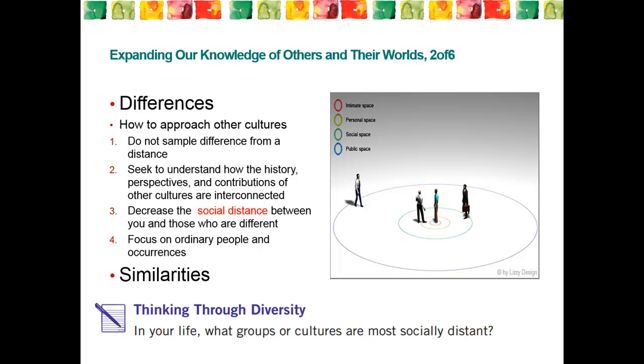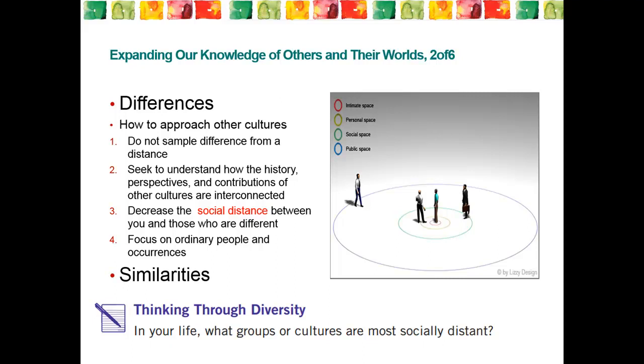The author also recommends that we seek to understand how the history, perspectives, and contributions of other cultures are interconnected. And so he asks that we understand how, for example, women have been a part of American history and not a separate feature. So this idea of having Women's History Month is maybe a good start, but we need to show how these key figures have been truly integrated into American history and not look at it as women's history, but women in history.